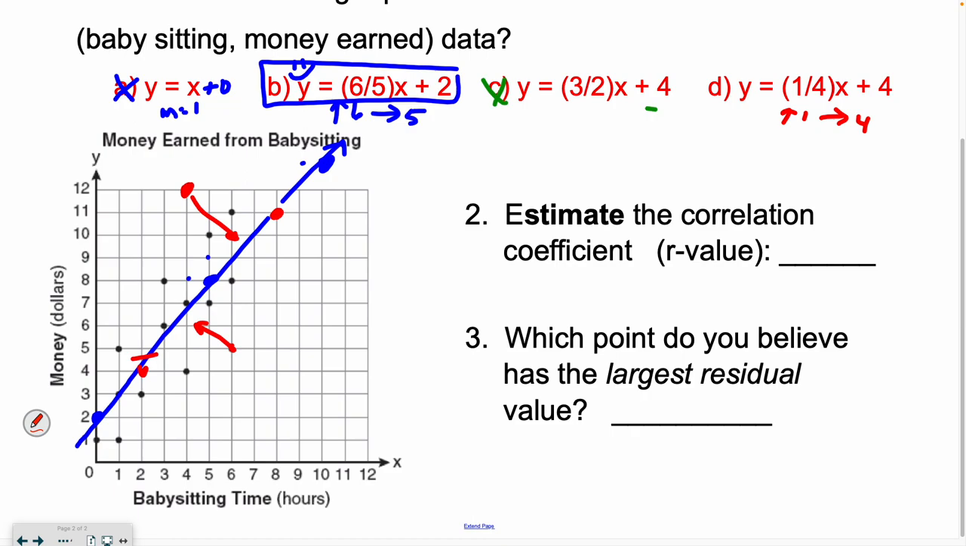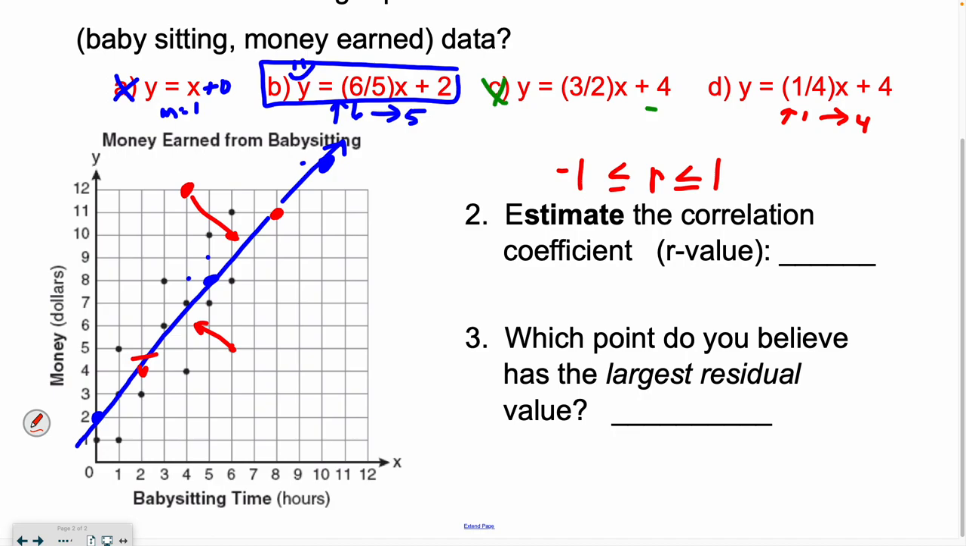All right, number 2, estimate the correlation coefficient. Remember, the closer the points, the raw data, are to our line of best fit that models the data, the closer our R value is to 1. Remember, the R value is between negative 1 and 1, 1 being perfectly linear, positive, and negative 1 being perfectly linear, negative. It's definitely positive. It's pretty close, right? I mean, I don't know.